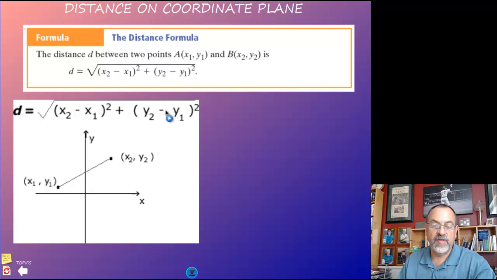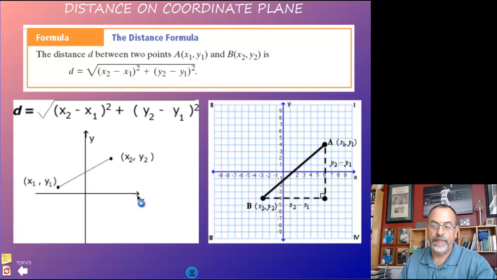Now the order of these doesn't matter, and the order of the x's doesn't matter, because you're going to square it, it's always going to be positive anyway. As a matter of convention, we have the x-coordinates first and the y-coordinates second. Okay, now this formula comes from a version of the Pythagorean theorem, and if you've heard of that before, that's great. If not, we're going to use it a lot later on this year, but this is the formula.